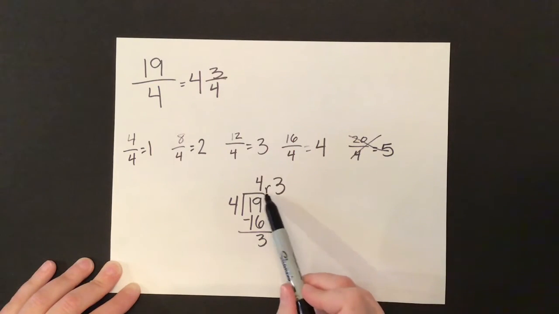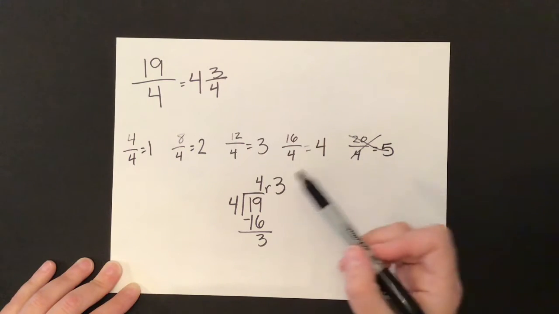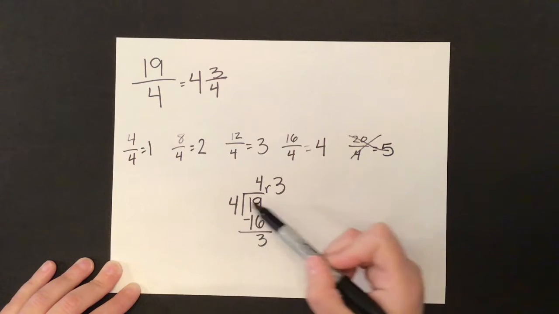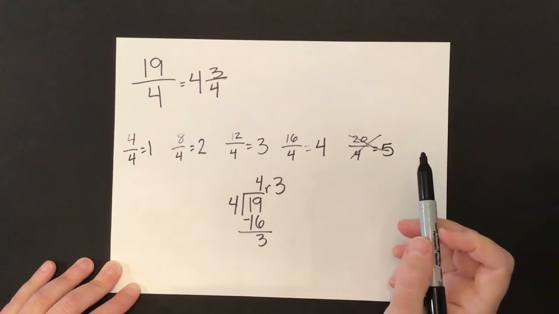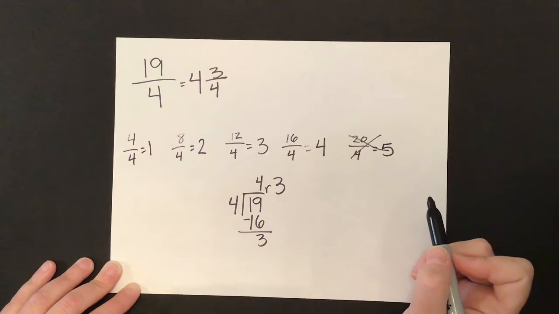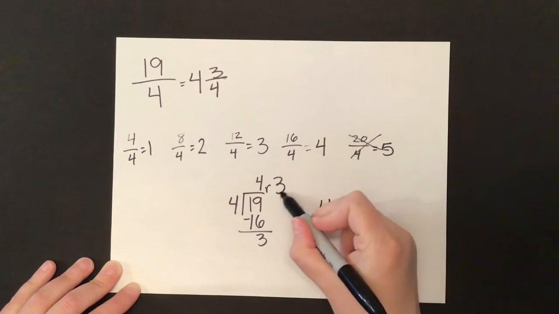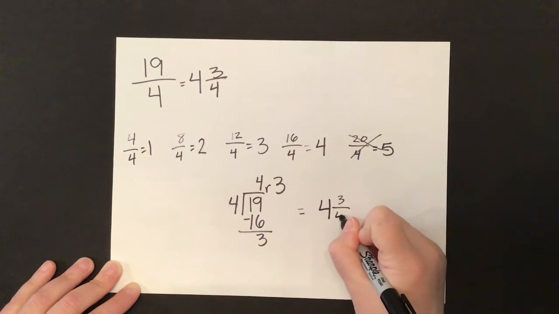We have to think about what that really means. It means that if I had 4 things in each group, or 4 pieces in each group, I was able to put together 4 groups, 4 wholes. And then the remainder, remember that's the number of pieces, so we get 4 3/4.